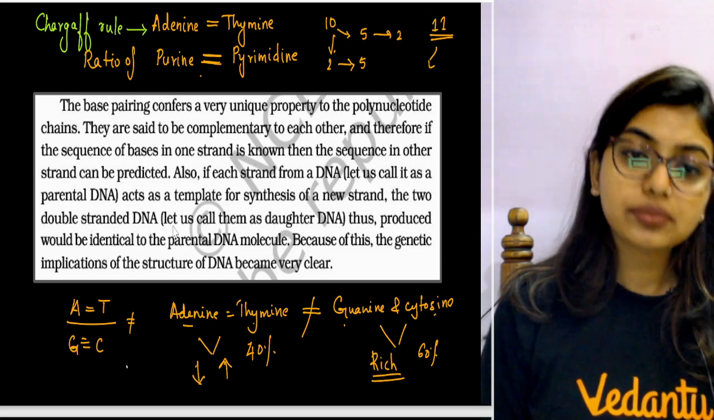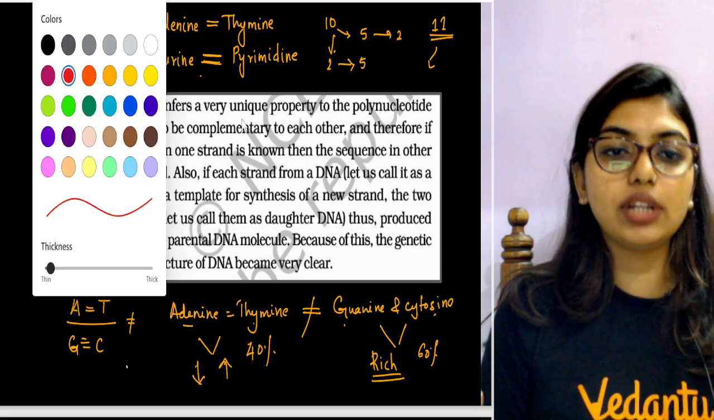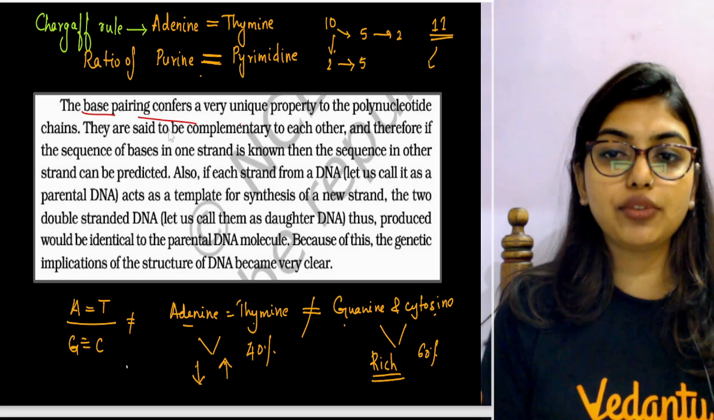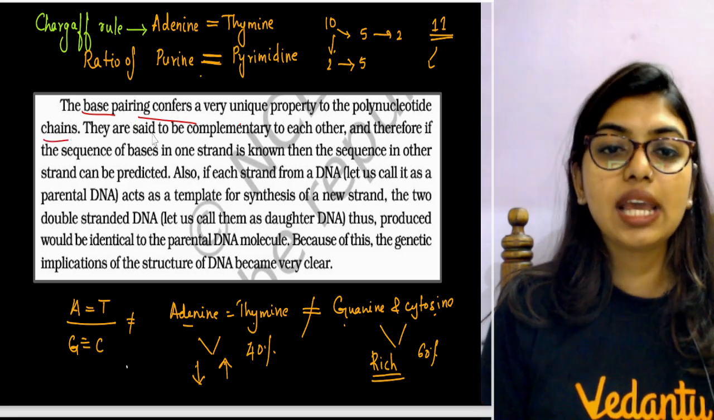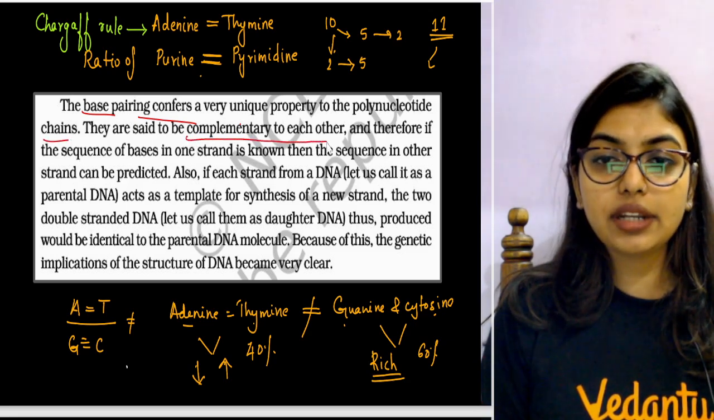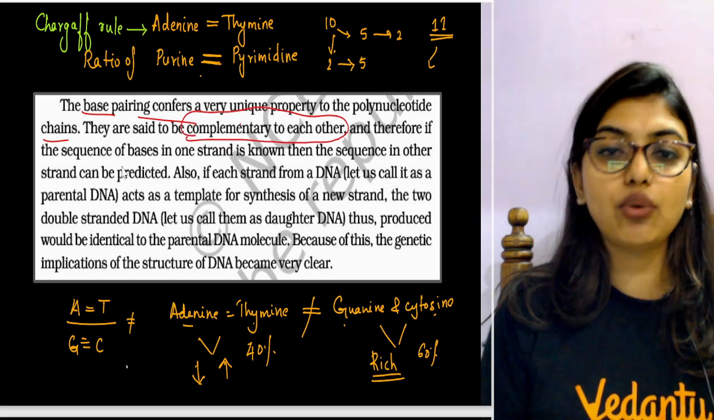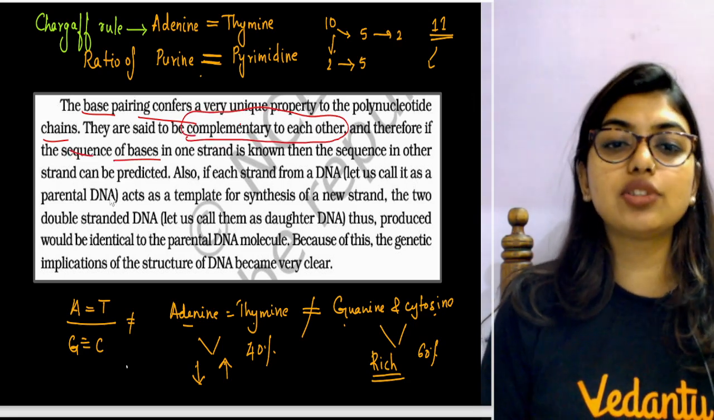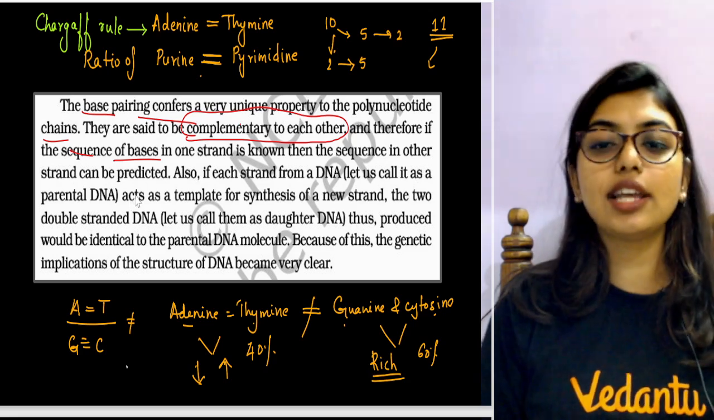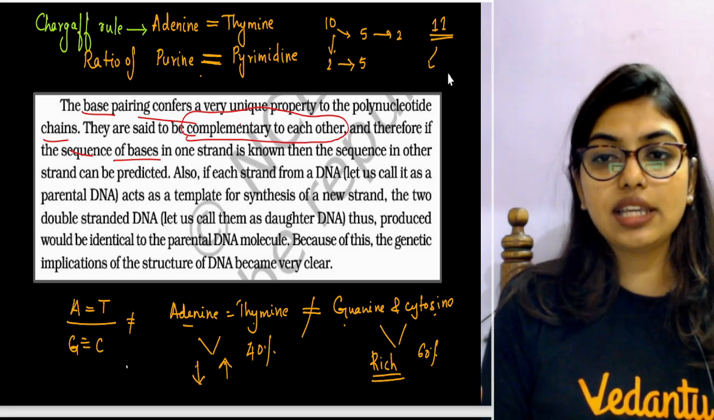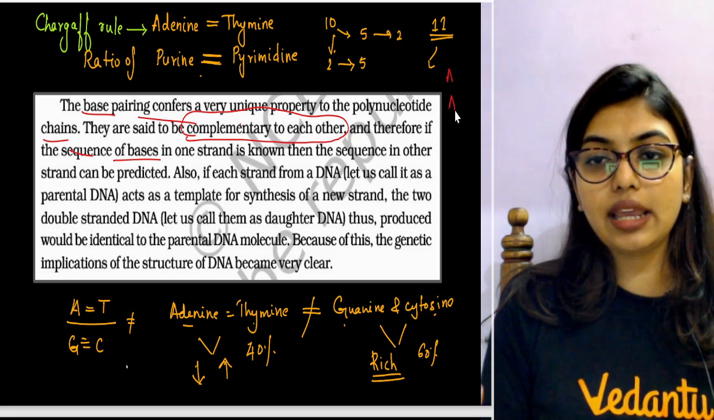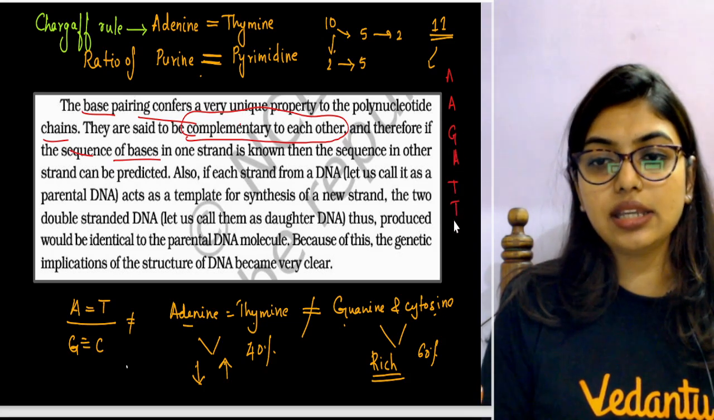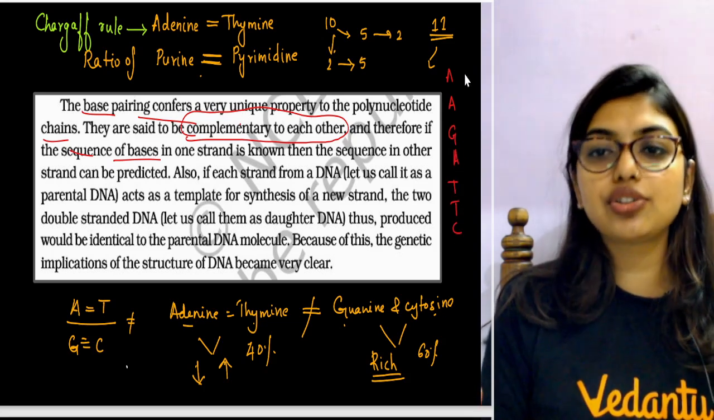Got it? So he told the rule called Chargaff rule. That is, the base pairing confers a very unique property to the nucleotide chains. They are said to be complementary to each other, and therefore, if the sequence of bases in one strand is known, then the sequence of the other strand can be predicted. See, if I know that it is GATTC, then I can definitely write what is going to be in the other strand.